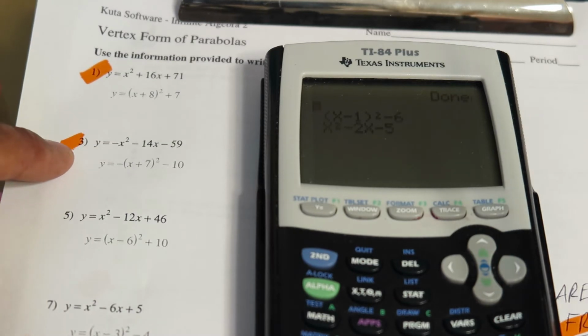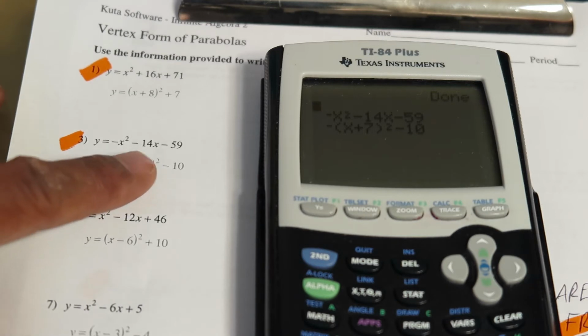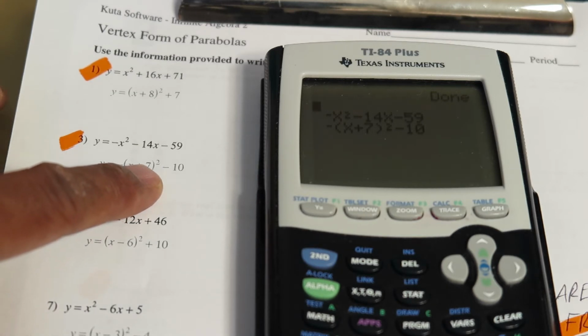It can also handle negative leading coefficients, so let's go here, negative 1, negative 14, negative 59. We want it in the vertex form, so we choose option 2, and it factors it. The vertex is at a negative 7 and a negative 10. A negative 7, negative 10. So when it's plus, that means that the vertex is negative.